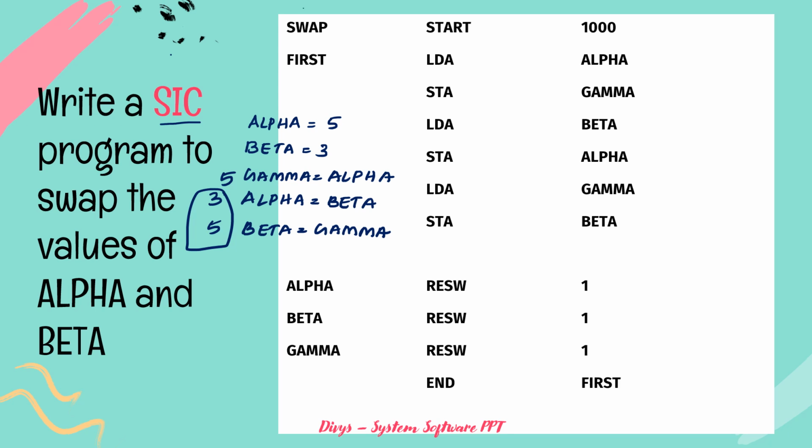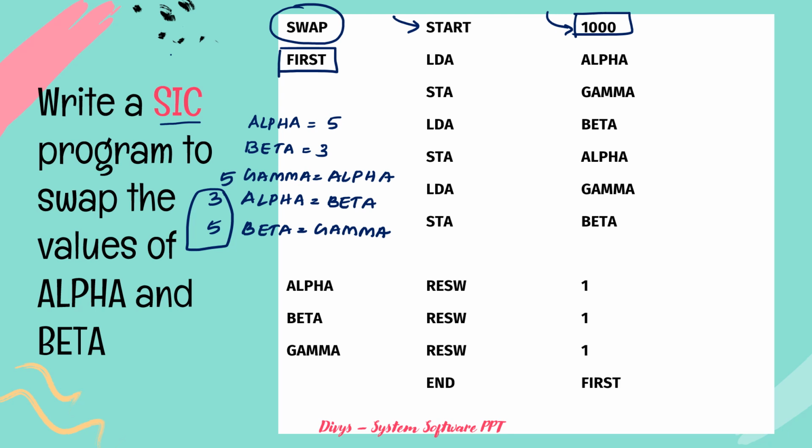So we need to have a program name, say swap, the start assembler directive and the starting address of the program. So we have given 1000 here. And we can give a name to the first executable statement inside the program. So we have used first.